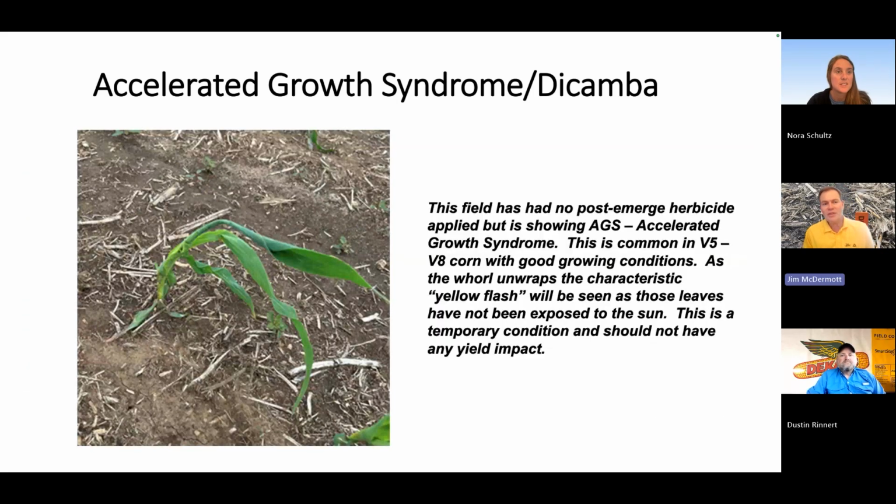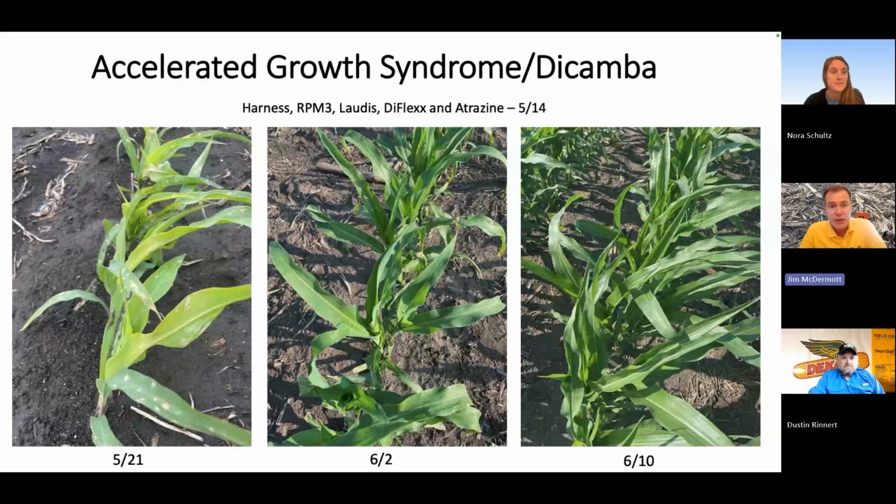And then sometimes this time of the year, and we're starting to see it again, accelerated growth syndrome, and it gets a little hard to separate out. It has that same rat tail look as what dicamba formulations can. This particular picture was from a field that hadn't had anything sprayed post-emerge, but get those good growing conditions, it starts to take off, just wraps. Certainly hybrid differences as well. We can see some hybrids side by side. One will do it and the other one won't. And then a few days later or a week later, we'll see that yellow flash as those leaves start to unwrap. But personally, I've never seen anything long-term affect yield.